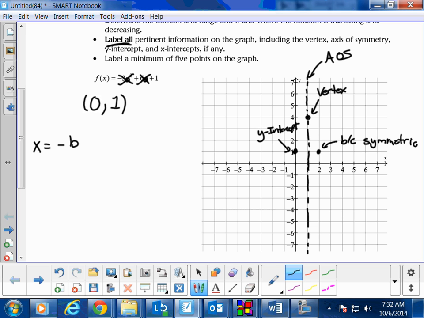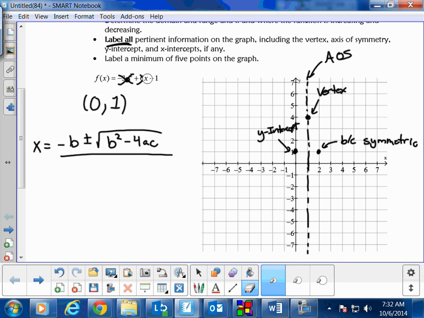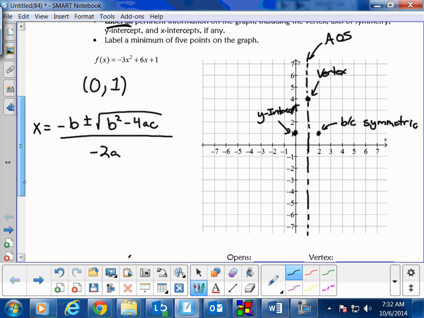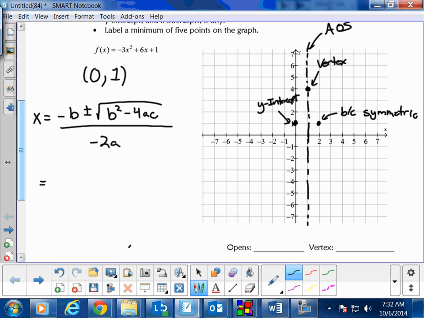The only thing I have to do now is find my x-intercepts, and for that, we're going to use the quadratic formula: -b plus or minus the square root of b squared minus 4ac, all over 2a. The only other method, algebraically, is if you could factor that. But in our case, I'm not going to do that. I'm just going to use the quadratic formula, because some of these are not so easy to factor.